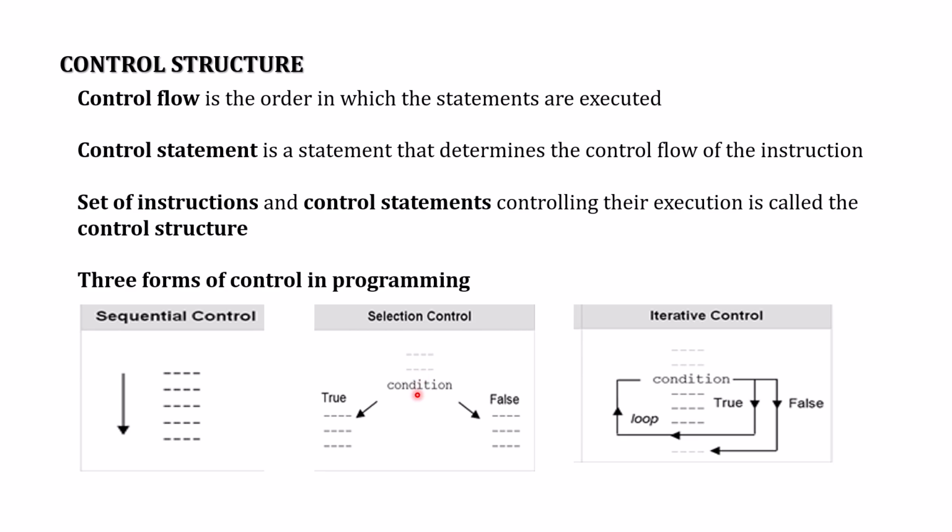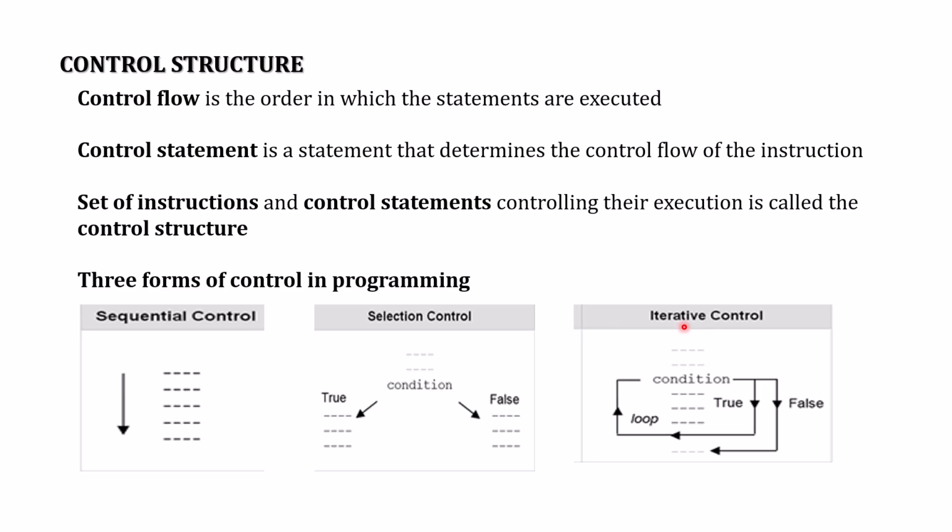And in the case of selection control, we have a condition. Based on that, we have two branches. Either it will take true or it will take false. And moving on to the next thing, called iterative control. So what is iterative control? Based on a condition, we have a loop. Based on that condition, the loop goes on. So this is iterative. So as we have seen here, there are three forms of control in programming: sequential, selection, and iterative.